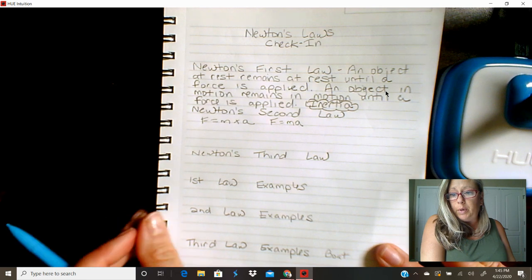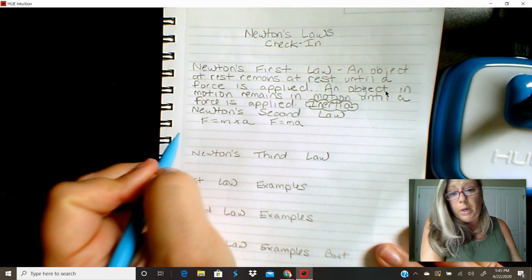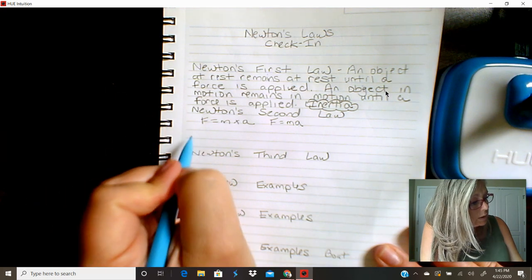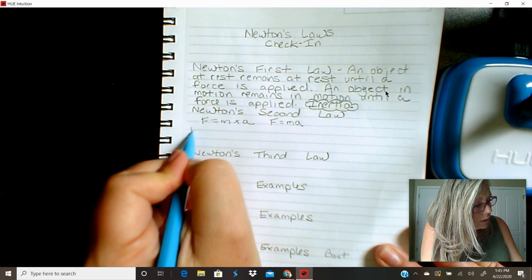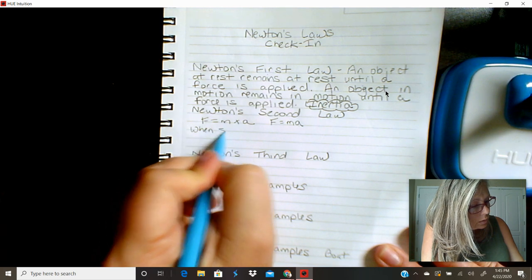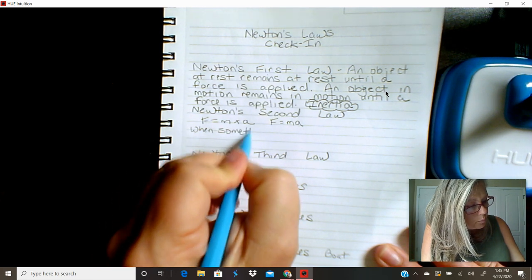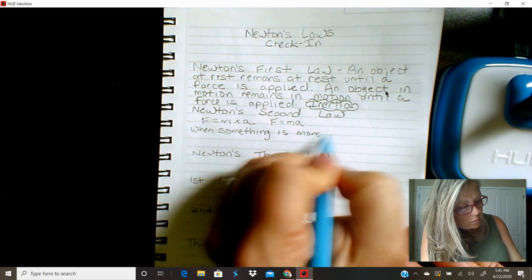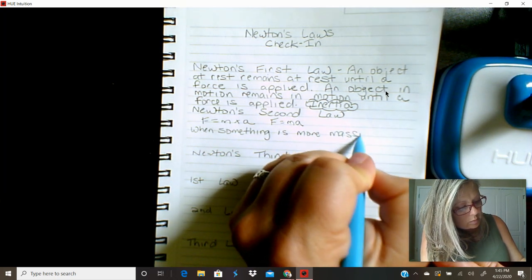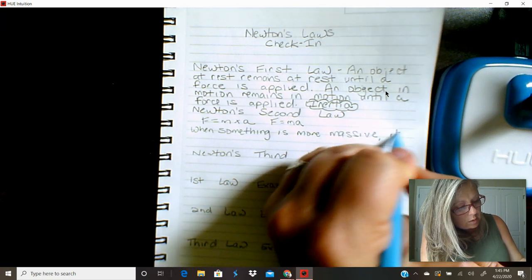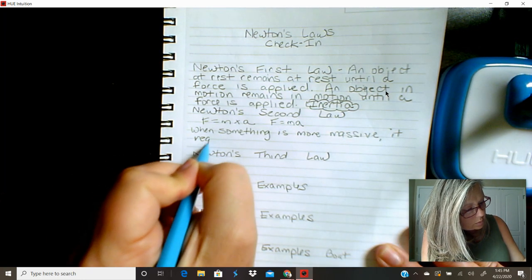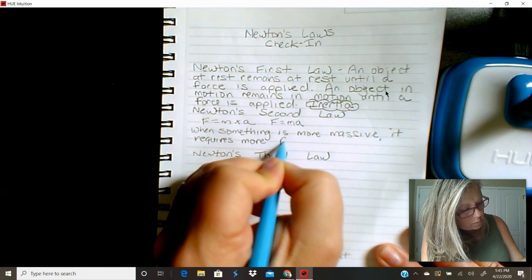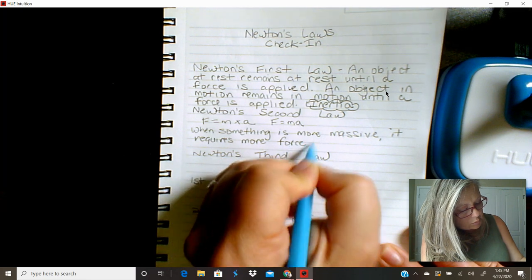But remember, the simple way of thinking about this, in the way that you really probably already have a good handle on this concept, is that when something is more massive, it requires more force to accelerate.